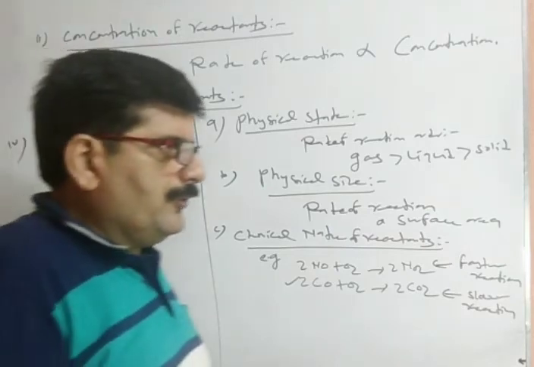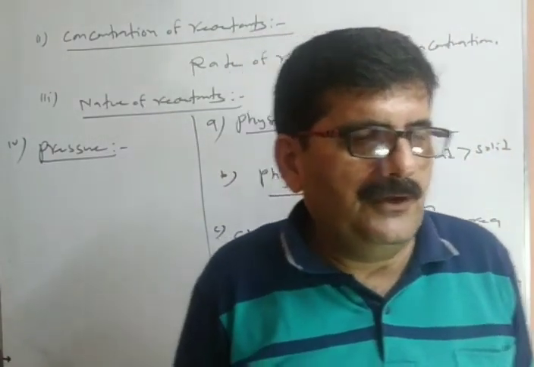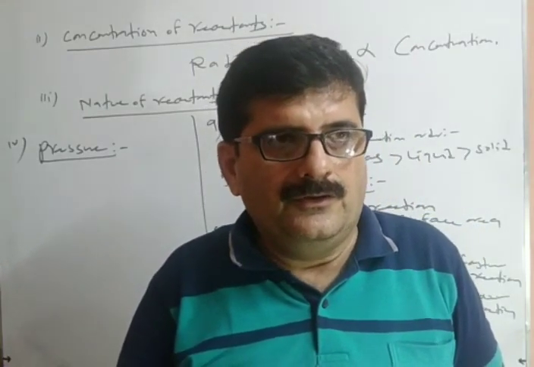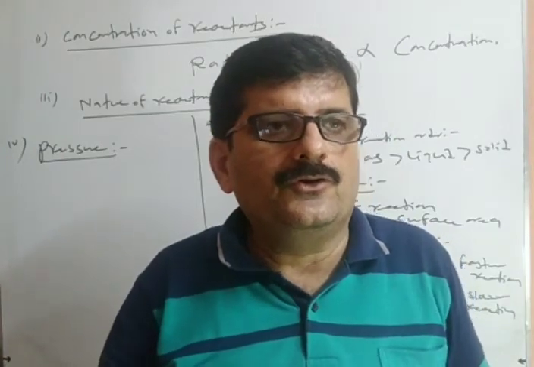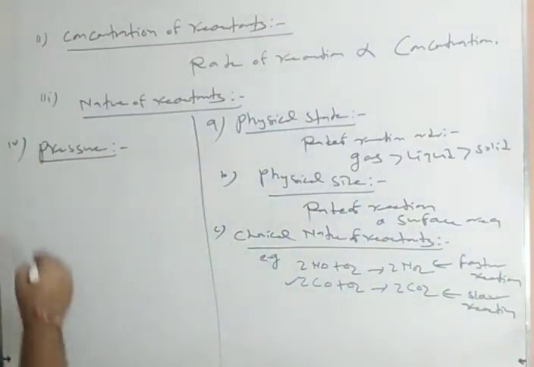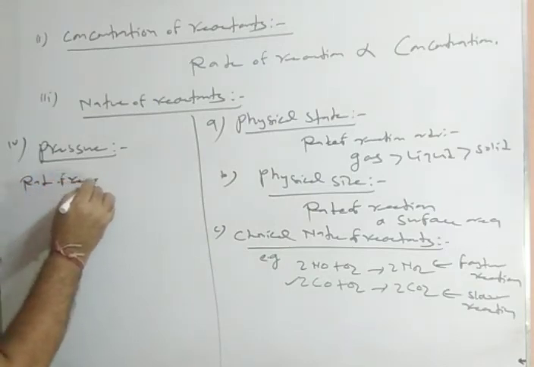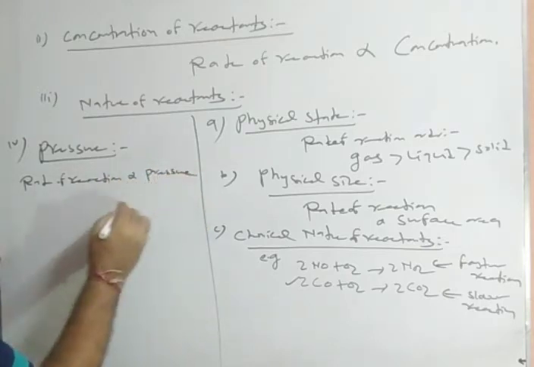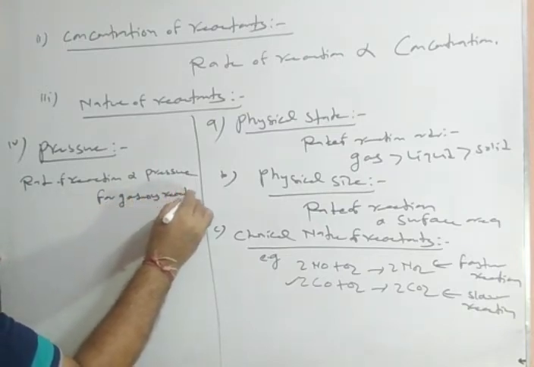Our next factor, fourth, pressure. There is no effect of pressure for solid and liquid phase reactions. But if reactions are in gaseous phase, when pressure increases, rate of reaction increases. So we can write rate of reaction is directly proportional to pressure for gaseous reactions.